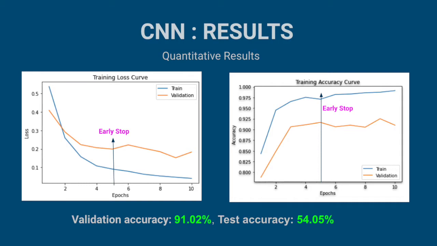Quantitative results of the CNN model were that it had extremely high training accuracy of nearly 100% and high validation accuracy of 91%. However, accuracy on the test set was significantly lower at only 54%.